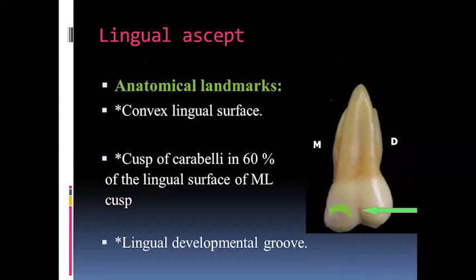Anatomical landmarks: convex lingual surface, cusp of Carabelli in 60% on the lingual surface of the mesiolingual cusp. This is the cusp of Carabelli. Lingual developmental groove. This is the developmental groove. This is the cusp of Carabelli and the mesiolingual developmental groove.